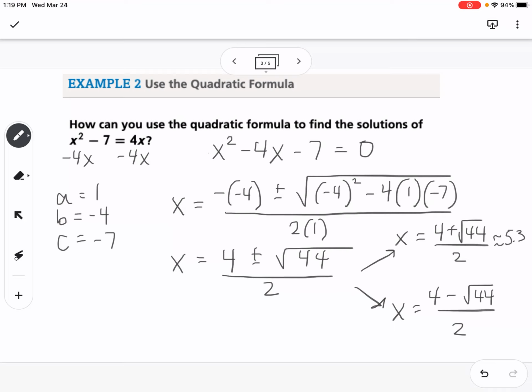5.32. I'm running out of space here, so I'm going to write it over here. So x is approximately 5.32 from our top equation, and x is approximately negative 1.32. So that means that if I were to graph this in Desmos, you would see that those x-intercept solutions are approximately at those decimal values. But you'll notice they're not whole numbers like they have been when we're factoring.